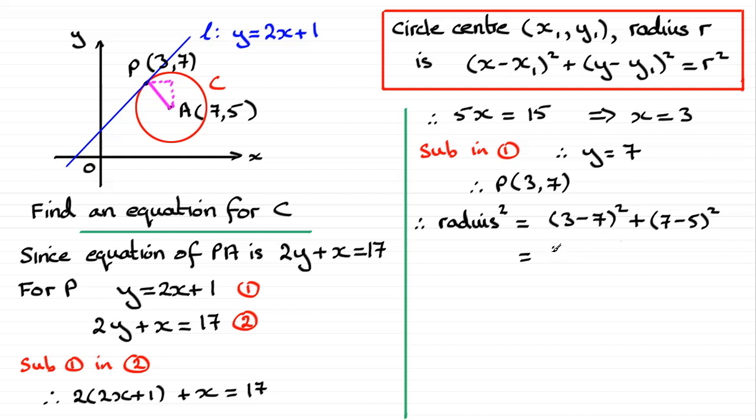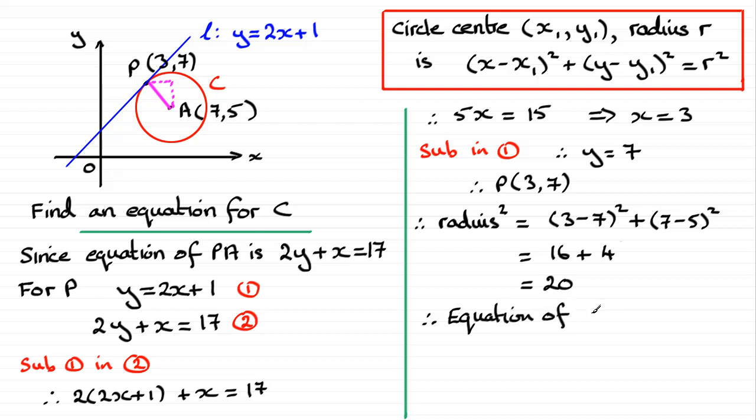Square that, you're going to get 16. 7 minus 5, that's 2. Square that, you get 4. Add that together and you end up with 20. And so now we've got everything we need to work out the equation of that circle C.